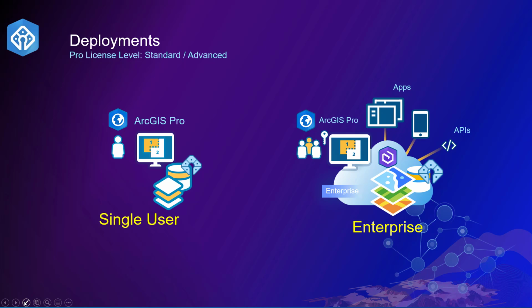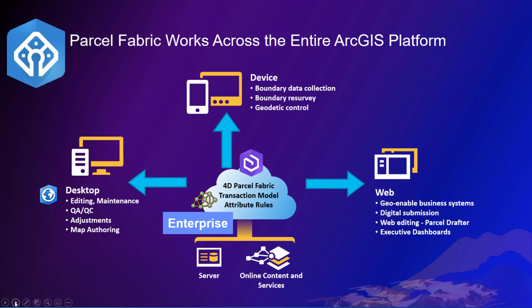Again, there are two deployment types: a single user deployment, which uses a file geodatabase, and a multi-editor deployment, which uses the enterprise. And with the enterprise, you are then editing feature services. So what does that mean? Well, I can be on my desktop performing my editing and my maintenance, my QA, QC, doing any kind of adjustments. I can then take that same feature service and have it available to devices that may be out in the field doing additional boundary data collection, or maybe doing a boundary resurvey or collecting additional geodetic control.